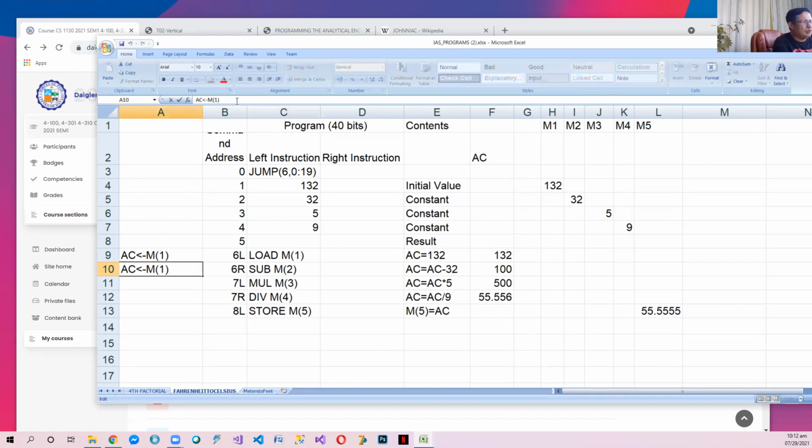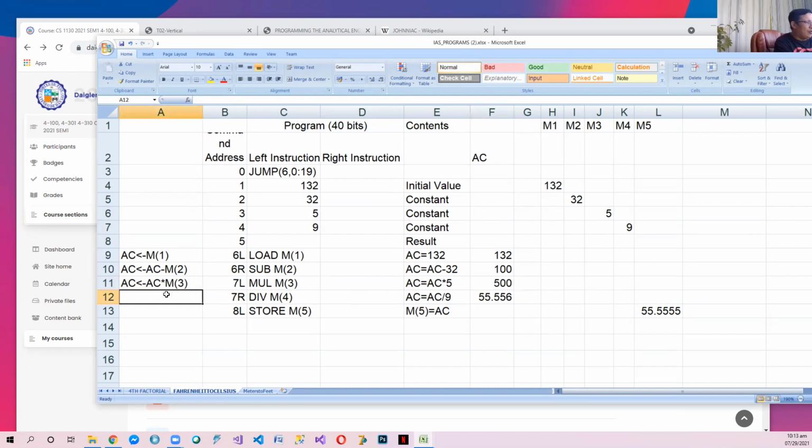What do we mean by sub M2? AC receives AC minus M of 2. M of 2 is 32, so AC becomes 100. And then we have mul M3. AC receives AC times M of 3. What is M of 3? It's 5. So 100 times 5 becomes 500.